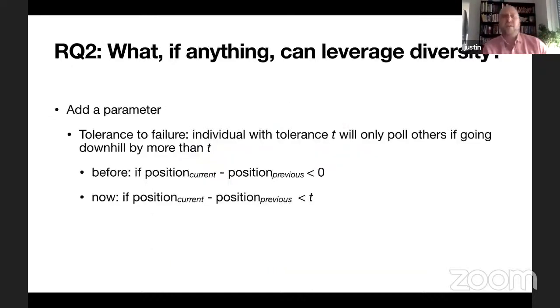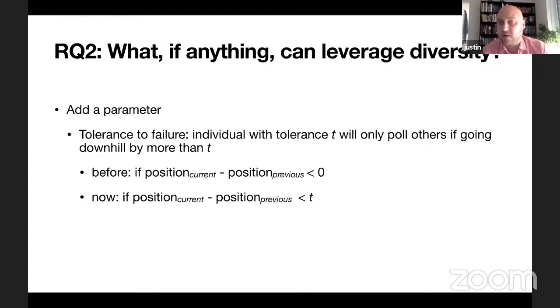So the next question is then, what, if anything, could leverage diversity? Can we do anything to see why diversity might be beneficial? And to do this, I'm adding one parameter, which is called tolerance to failure. So an individual with tolerance T will only pull others if going downhill by more than T.